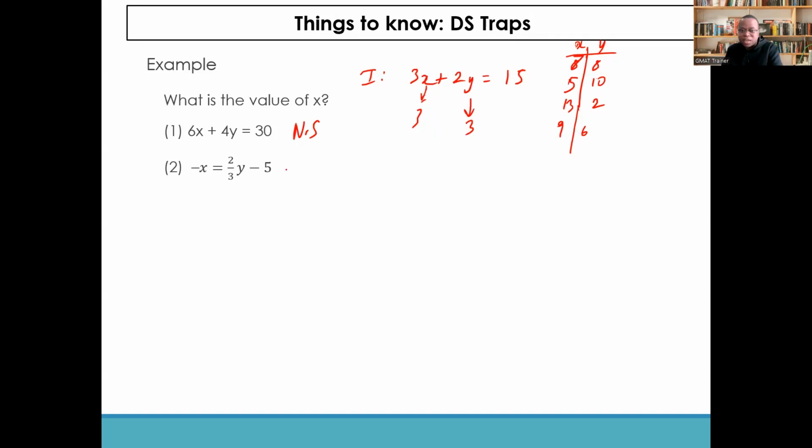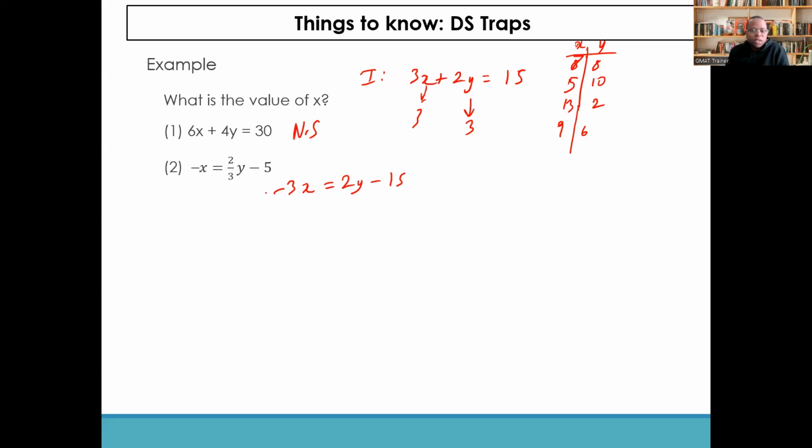Otherwise, if it was an integer, it would show up quickly. Next, second statement, let's look at this. Let's simplify this to what? Let's remove the fraction. So we'll have negative 3x is equal to 2y minus 15.